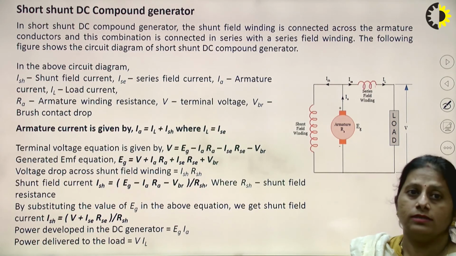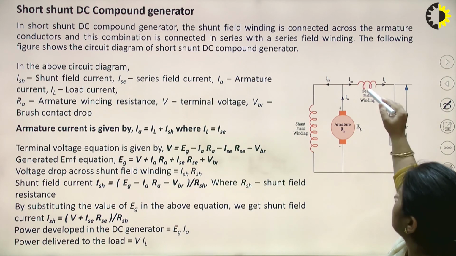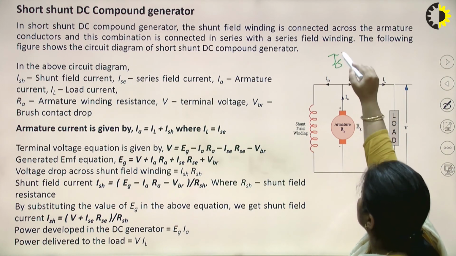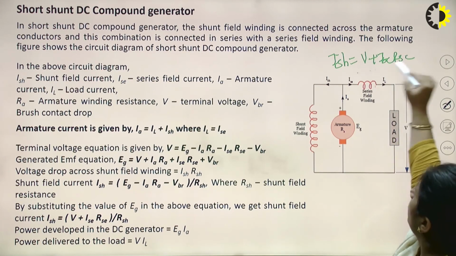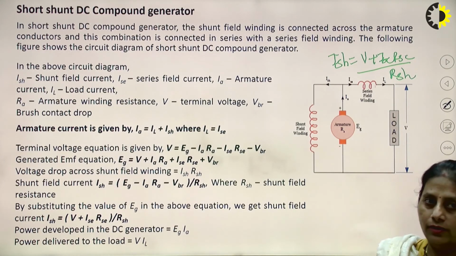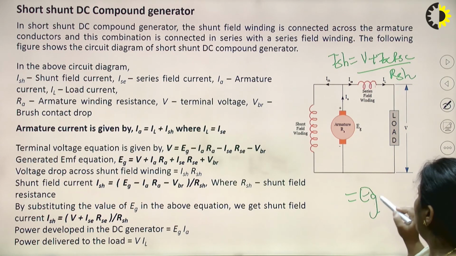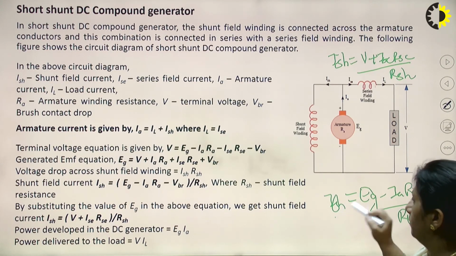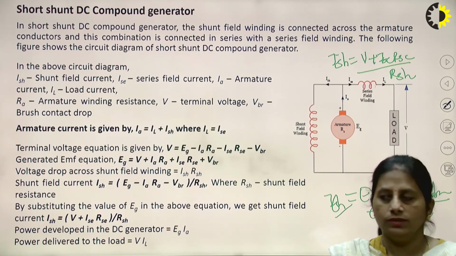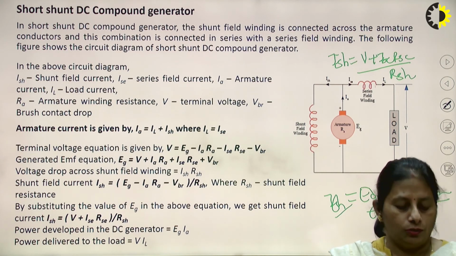What is the voltage across the shunt field winding? It is V plus ISC RSC. So when I want to give the expression for ISH, it has to be (V plus ISC RSC) upon RSH, right? Or I may give it in terms of EG. That can be given by (EG minus IARA minus V brush) upon RSH, both ways. So this is how we can give the equation for the long shunt, short shunt, all the compound generators.